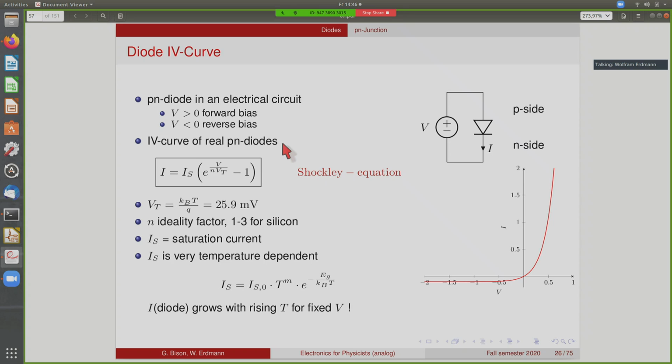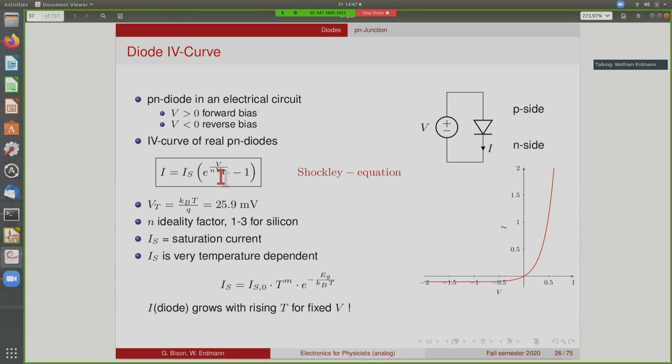The IV curve of a real PN diode is given by this expression, which is the same as we had before. So this reflects the densities of the charge carriers left and right of the junction. But for real diodes, there's a small correction factor here, which is called the ideality factor, which is typically between 1 and 3 for silicon. And the origin of this is the fact that we have completely neglected what happens inside the junction. So we just said we have this ideal exponential behavior between them, but really there are some effects like recombination when the particles cross the junction, and this modifies this a little bit, but the basic shape is still correct, and this is called the Shockley equation.